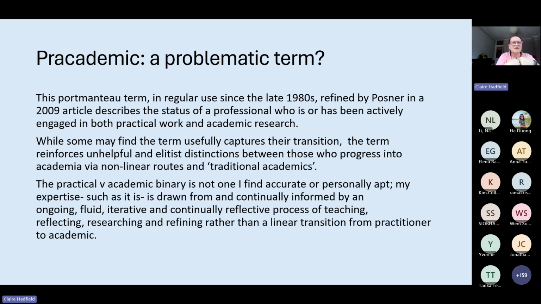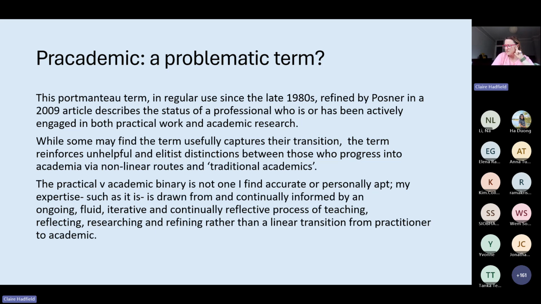But the main reason I don't like it is I think it perpetuates a false dichotomy between those of us who are practice-based and those of us who are academics. And also can be seen as reinforcing a hierarchy between academia and practice, with academia sitting above. So for those reasons, I don't adopt that term for myself. Other people may feel perfectly comfortable with it. Perhaps I'm just overthinking it, but the point of a PhD is to overthink everything, right?